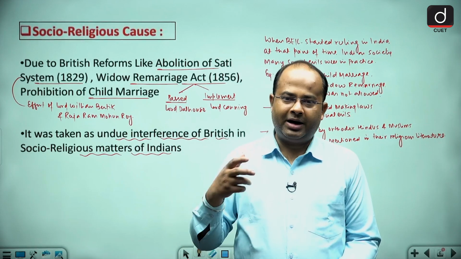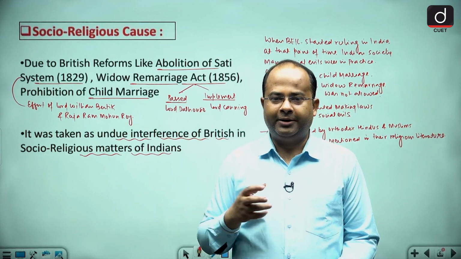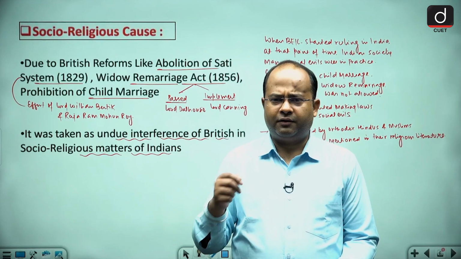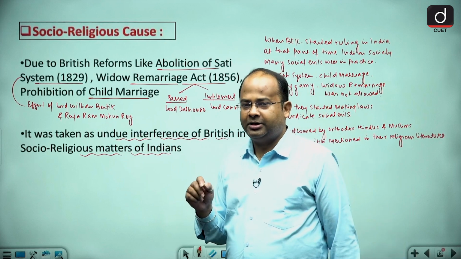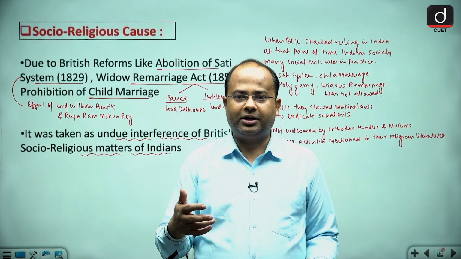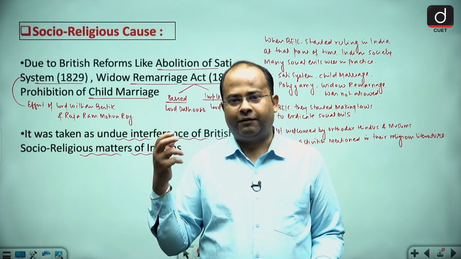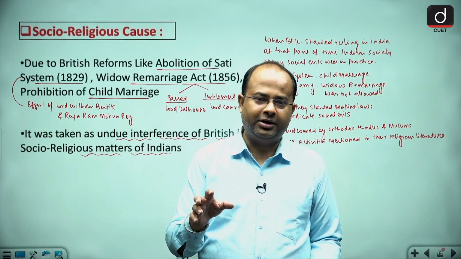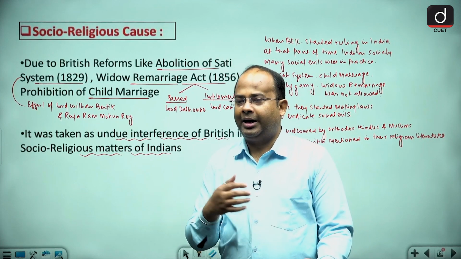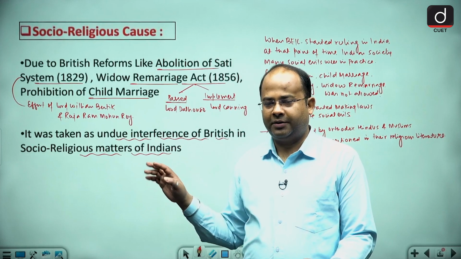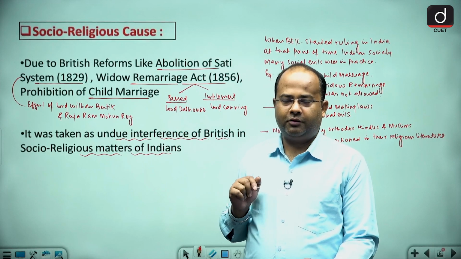And when they were dissatisfied and the British continued to bring these reforms to eradicate social evils, it finally created a sense of frustration in the minds of the Orthodox Hindus and Muslims, because they started thinking that these reforms were aimed to convert them into Christianity. That frustration developed into anger and led to the revolt of 1857. Is that clear to all guys about the socio-religious factor which was responsible for the revolt of 1857?